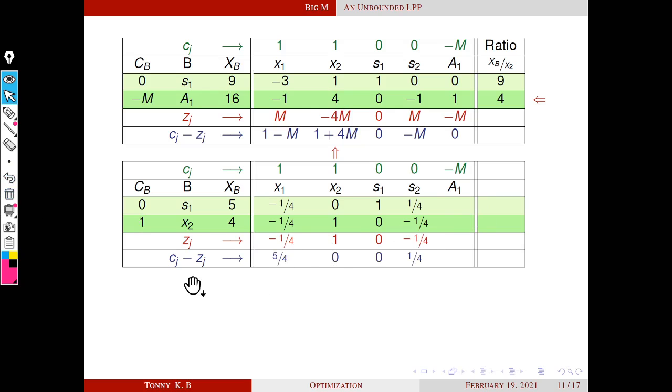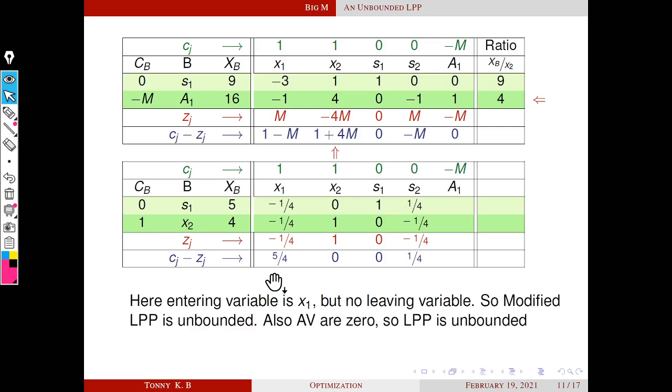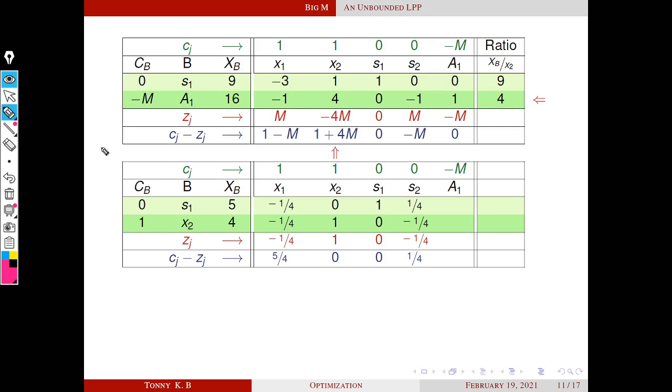Then Cj's are there. This is Cj minus Zj. Then which one is the entering variable? Is it an optimum table? Yeah, x1 will enter the basis, because the maximum is corresponding to 5 by 4. So this will enter the basis. Which one is the leaving variable?